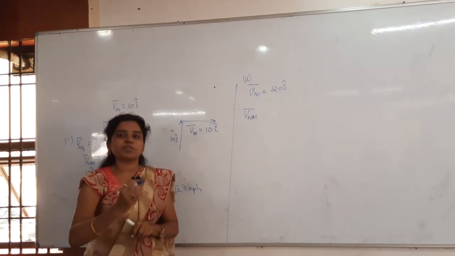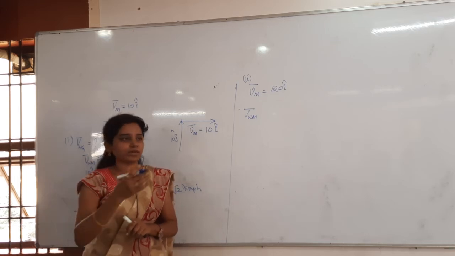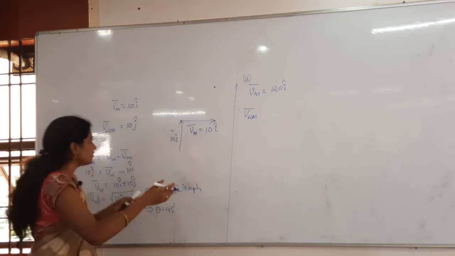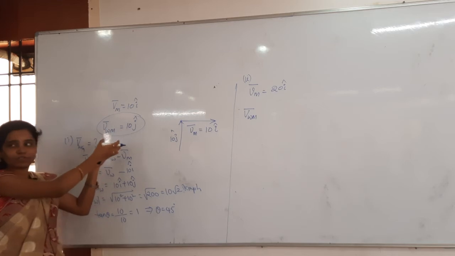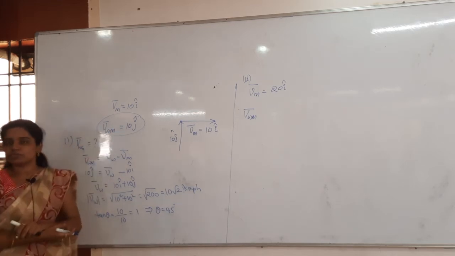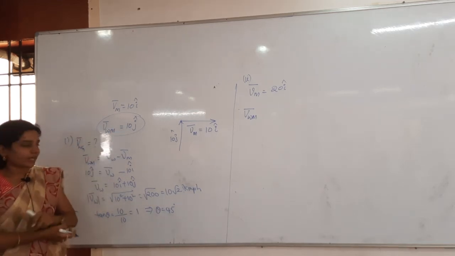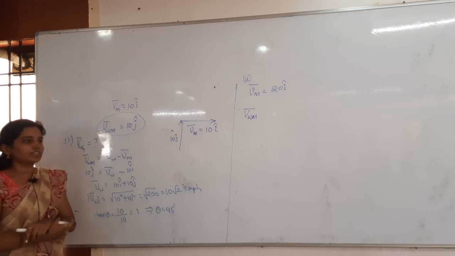Clear? Most of the people who got 10 root 5, 10 root 6 or something, you have taken this value. This only you have to find out, but again you are taking that only. Clear?